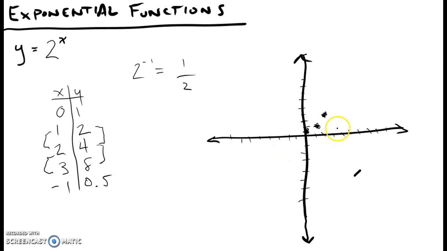Here we've got 3, 8. 5, 6, 7, 8. And now we're seeing an exponential growth curve, negative 1, 0.5. And whenever you graph exponential functions, you get a curve like this. It's always a curve. It's either going this way or it's going this way, depending on what the formula is.